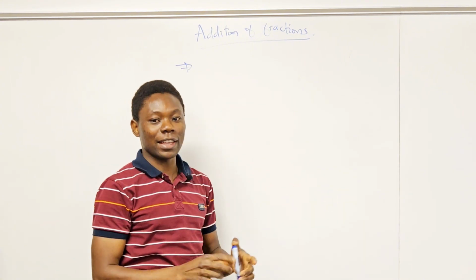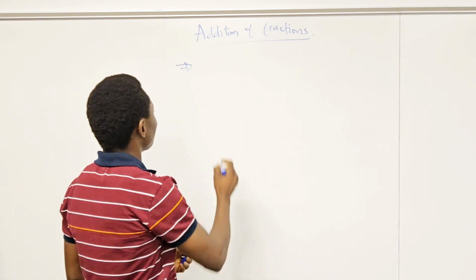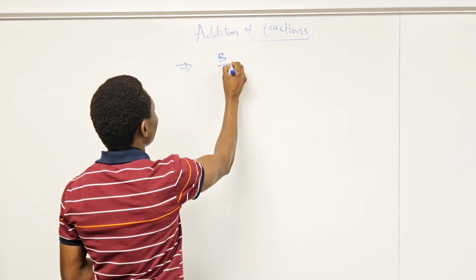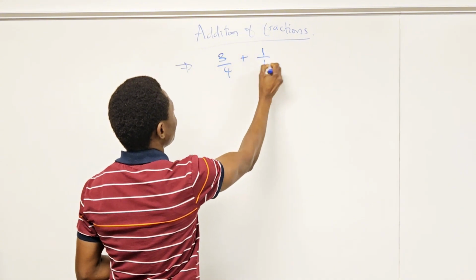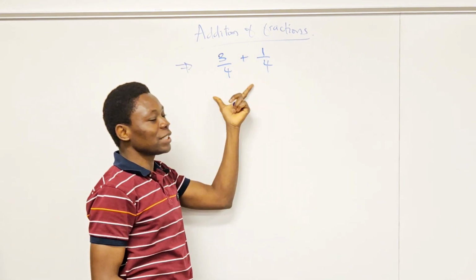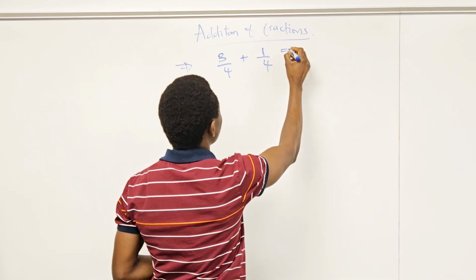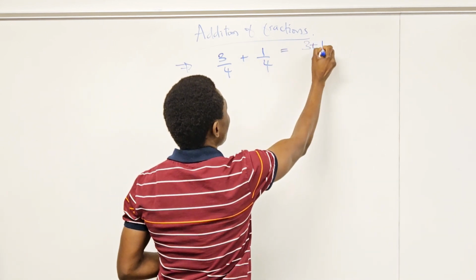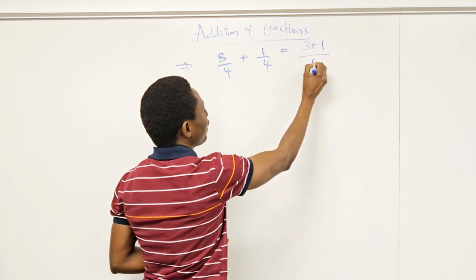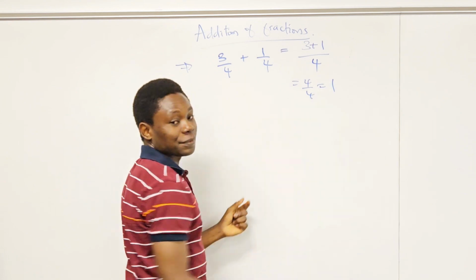A situation where all of the fractions have the same denominator. For example, we have 3 over 4 plus 1 over 4. This can be added directly because they have a common denominator of 4, right? You can just add the numerators together, 3 plus 1, everything over 4, right? This will give us 4 over 4, which is 1.